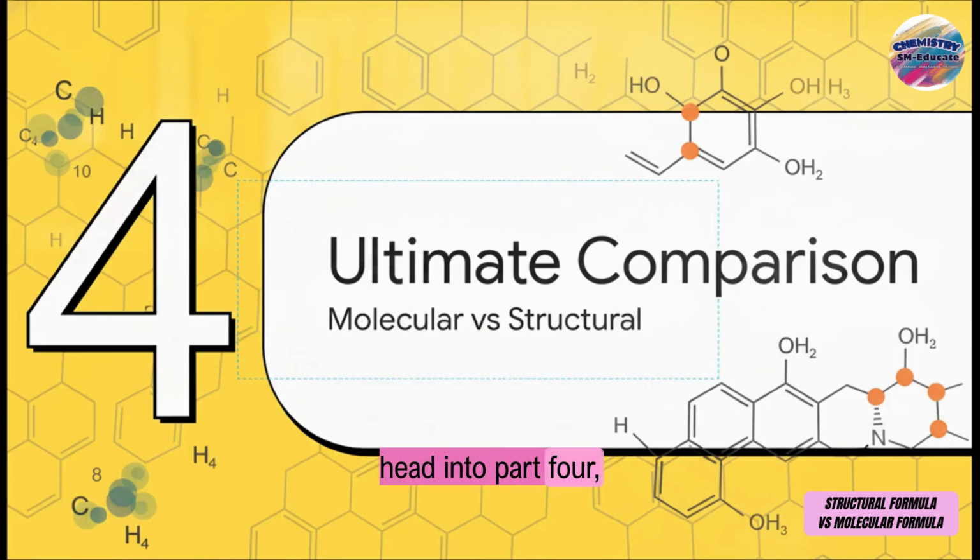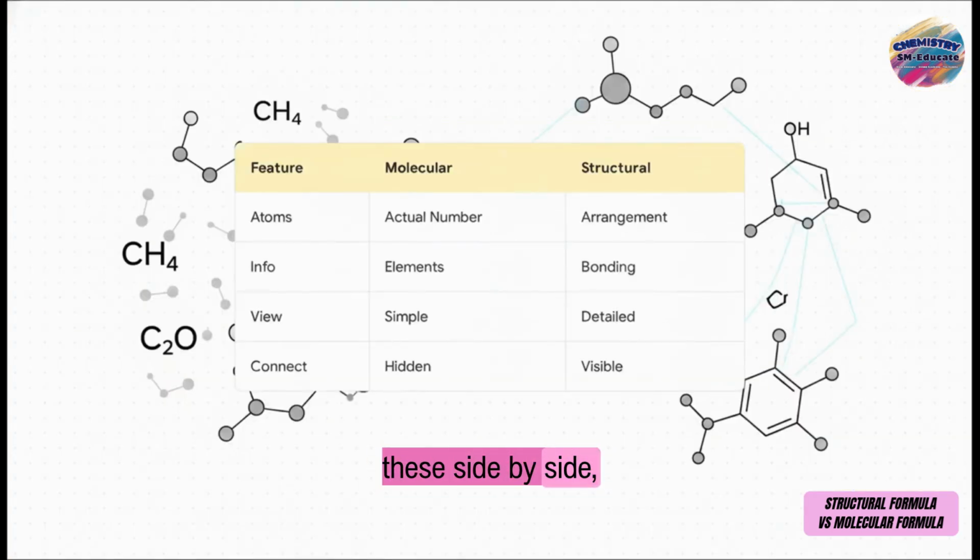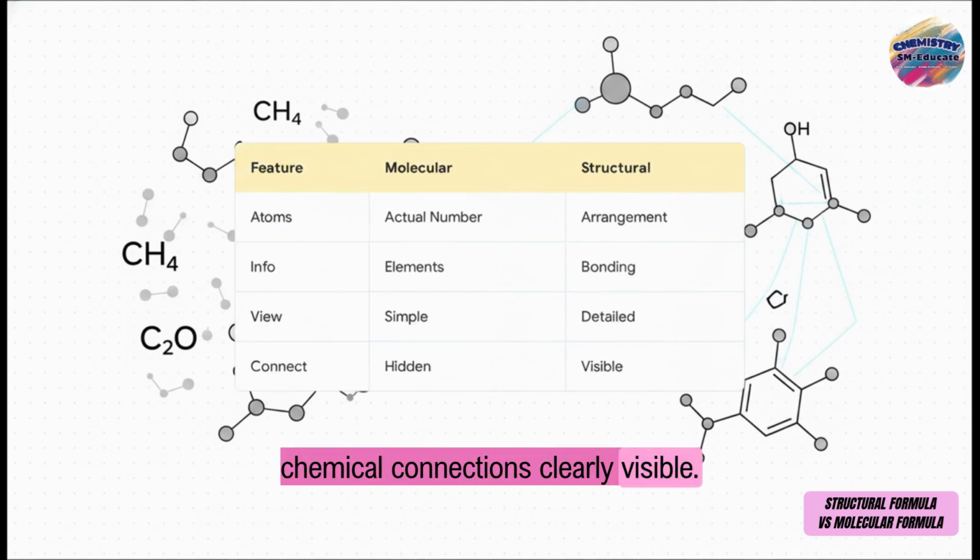Let's head into part 4, the ultimate formula comparison, molecular versus structural. Looking at these side by side, the contrast is just brilliant. A molecular formula is simple, it's short, and it's perfect if you just need a quick calculation of your raw materials. But it completely hides how things connect. A structural formula, though, gives you the detailed, complete architecture, making all those hidden chemical connections clearly visible. Basically, molecular tells you the raw materials, whereas structural explains the intricate, 3-dimensional architecture of the molecule.